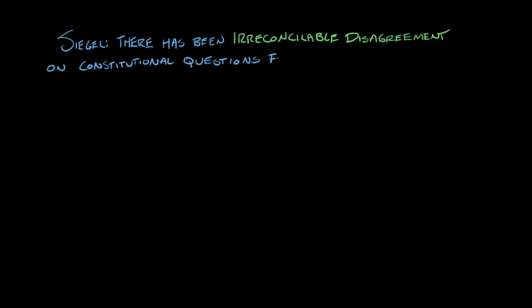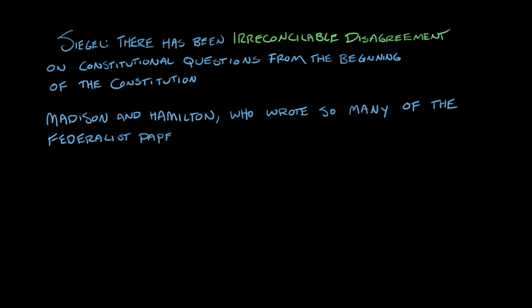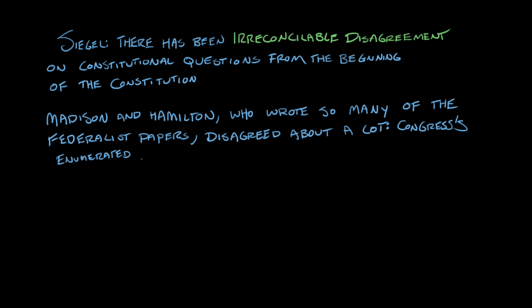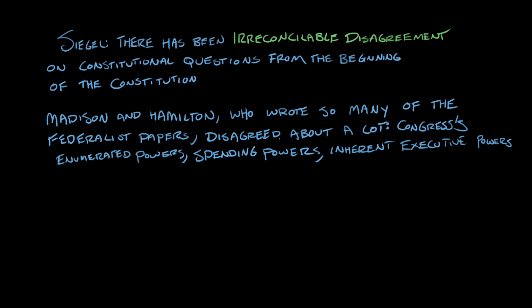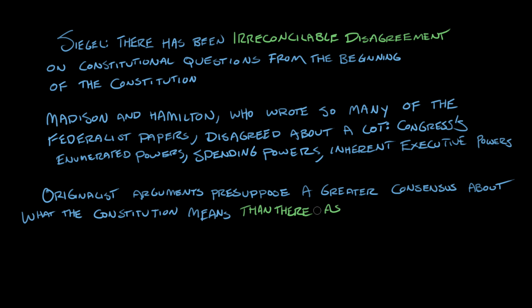There has been irreconcilable disagreement on basic constitutional questions from the very beginning of the Constitution. Madison and Hamilton, who come together and write the Federalist Papers, they disagree about this fundamental question of strict versus loose construction of Congress's enumerated powers. They also disagree about Congress's spending powers. They disagree about inherent executive power. So sometimes originalist constitutional arguments presuppose a greater degree of consensus about what the Constitution means at the start of the country that I don't see when I study the history.